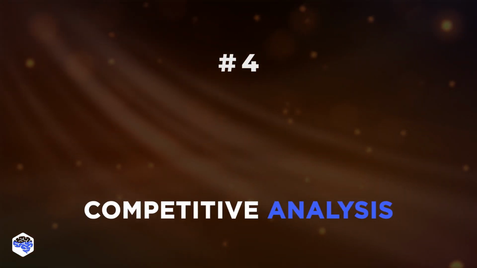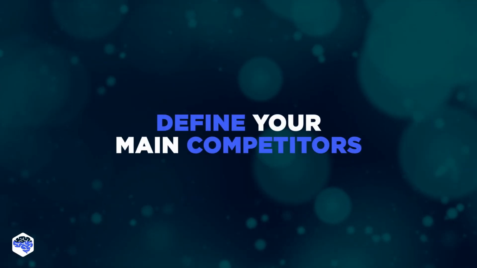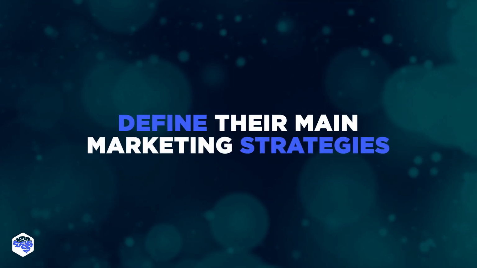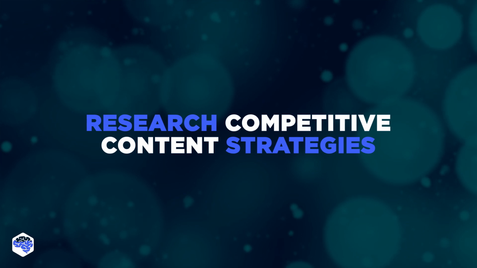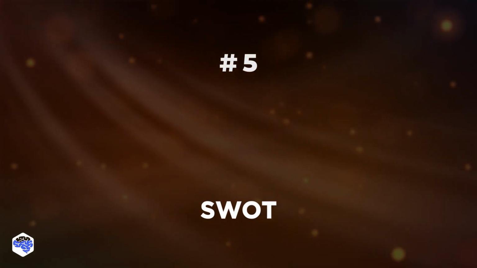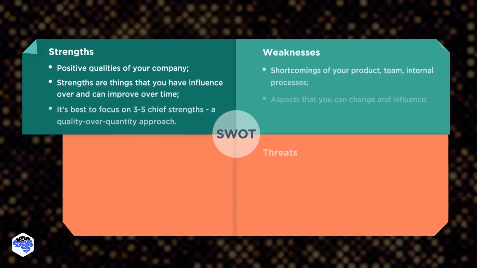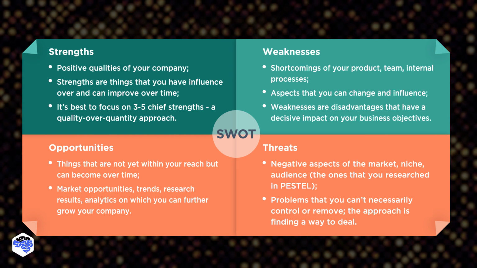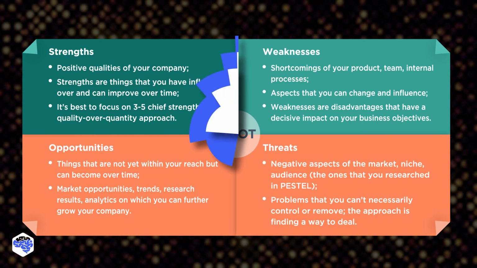The fourth element of a marketing plan is competitive analysis. To write a competitive analysis, you have to define your main competitors, explore the competitive products, define their main marketing strategies, and research competitive content strategies. The next element is SWOT, the analysis of strengths, weaknesses, opportunities, and threats. It is a great summary of everything you've learned while making the software marketing strategy.